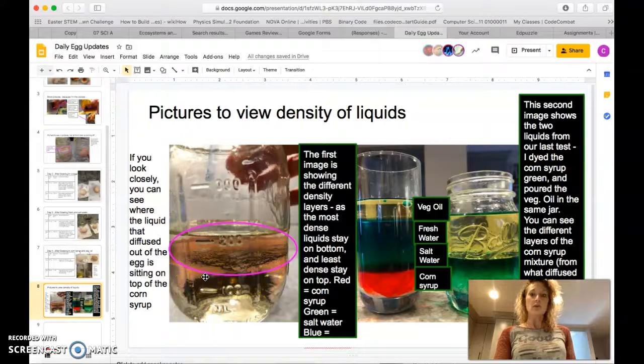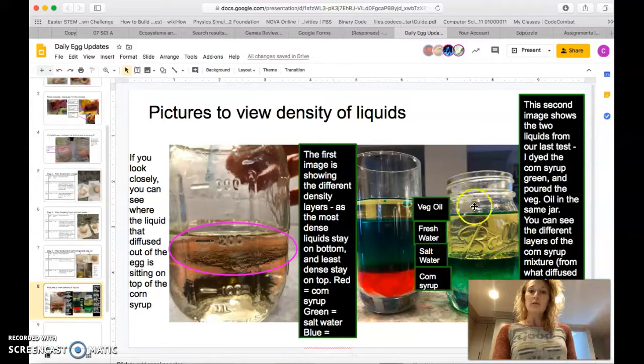So make sure you note that. And then I did some extra fun things as well. I took that corn syrup and dyed it green, and then I poured it in a ball jar. And then I took the vegetable oil from my other container and poured it in the ball jar. And you can see the vegetable oil sits on top, proving that it's less dense.